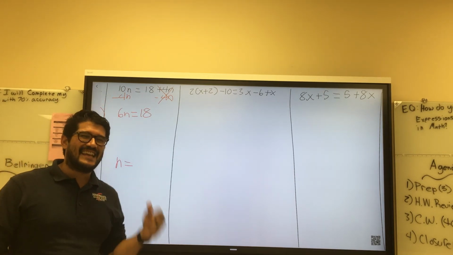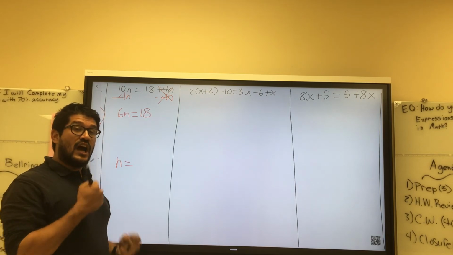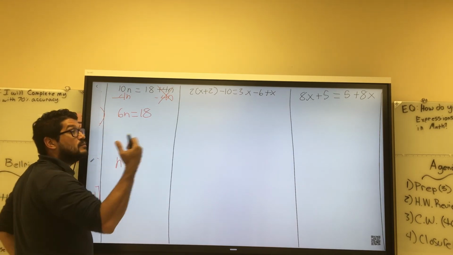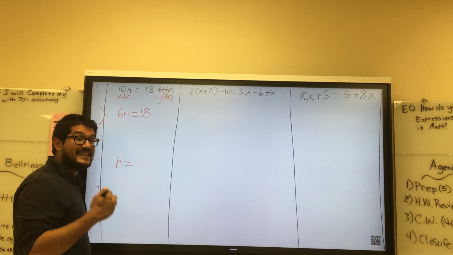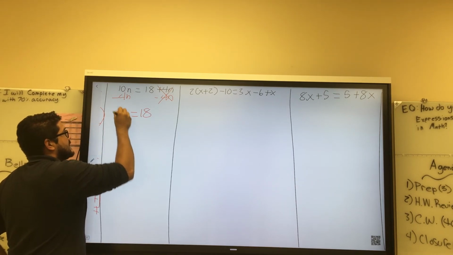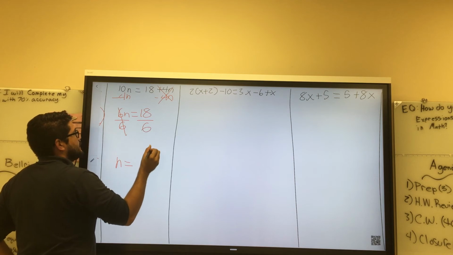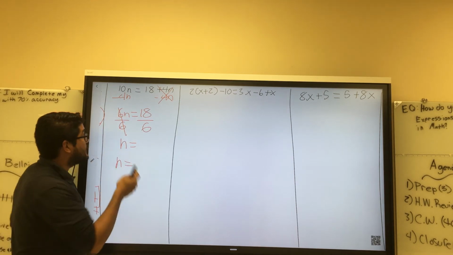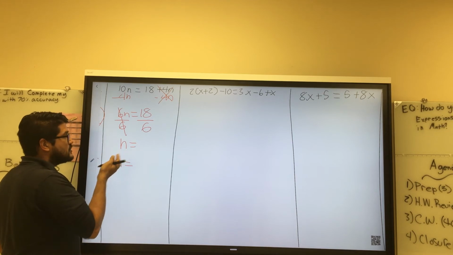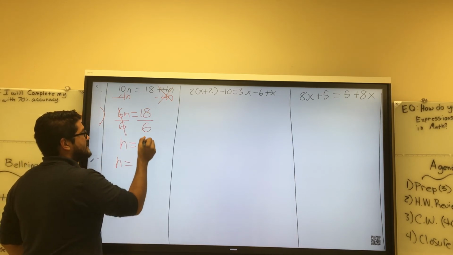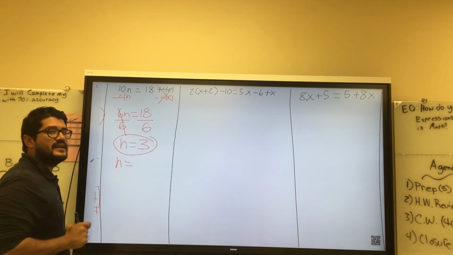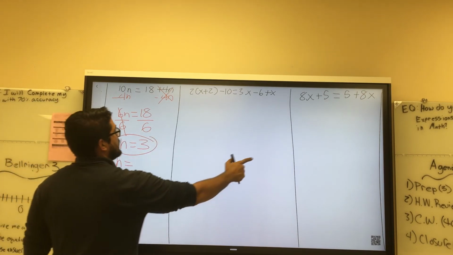Now our goal is to leave the n by itself by doing the opposite of what is happening to the n. So right now 6 and n are multiplying. So to get rid of the 6, we have to divide by 6. Divide by 6. So n, why? Because 6 divided by 6 is 1, and we have 1 n. And how do you write 1 n? Just n. And 18 divided by 6 is 3, which is what I wanted. N equals something. N equals 3.